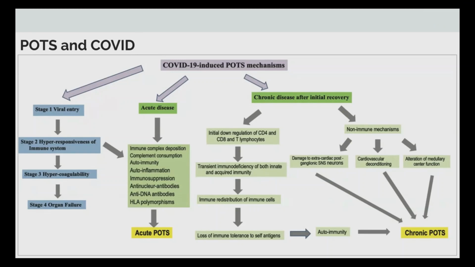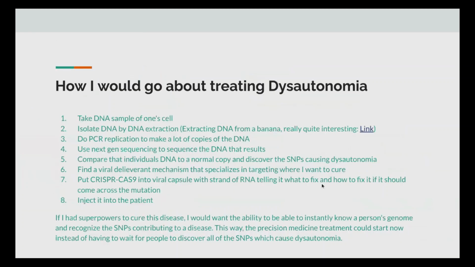So, how I would go about treating dysautonomia, first without superpowers. First, I'd take a DNA sample of one cell, because obviously each cell contains all of our genetic code, and isolate the DNA by DNA extraction. We don't need to watch this video; it was just extra in case someone wanted to do it. This is an extracting DNA from a banana experiment. It's quite interesting and it does work.